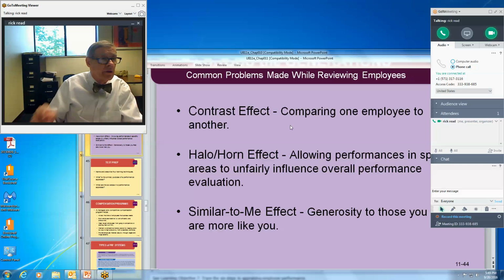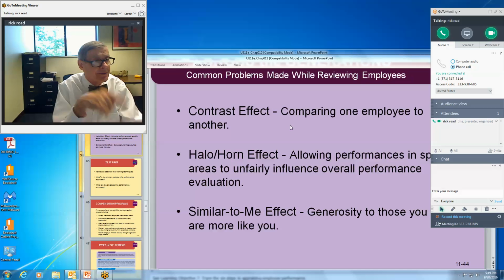Halo effect is allowing performance in certain areas to unfairly influence the entire evaluation. And then similarity is when someone says, well, hey, that guy or gal performs like I do, so I'm going to give him a higher score.